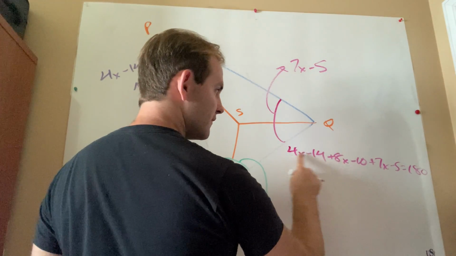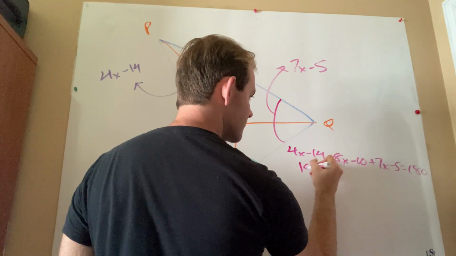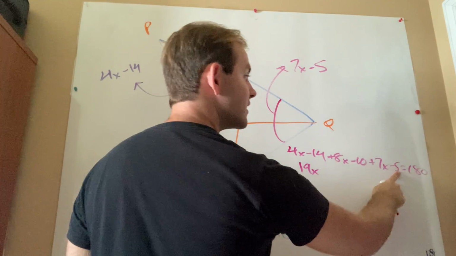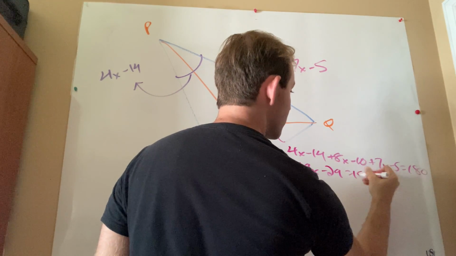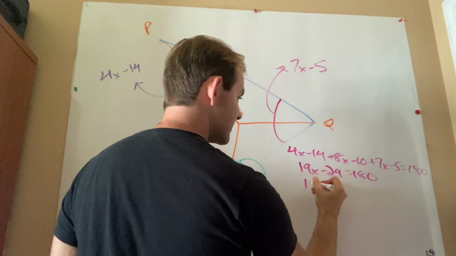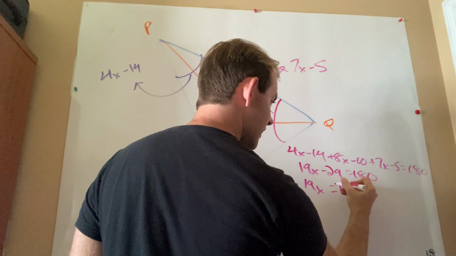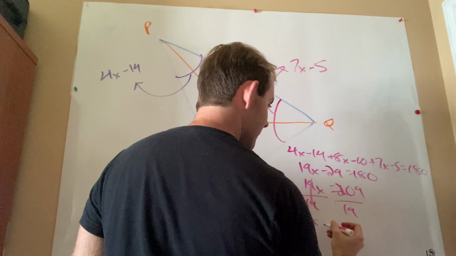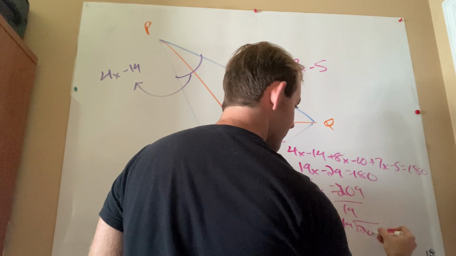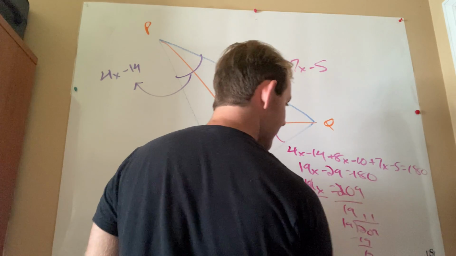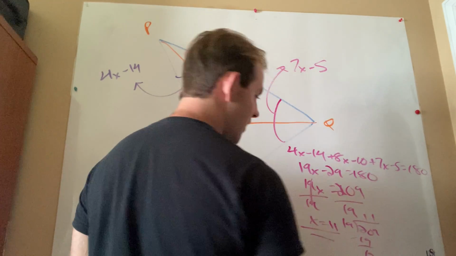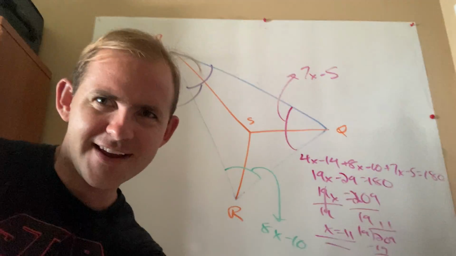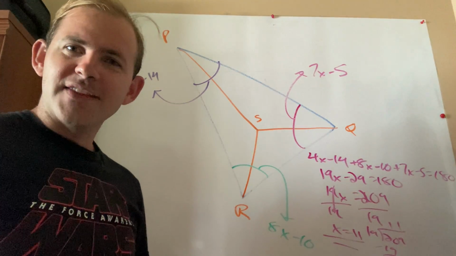By combining like terms, 4x, 8x, that makes 12x, plus 7x gives me 19x. I lost 14, and I lost 10 more. I lost 24, and then I lost 5 more, so I lost 29, equals 180. Add 29 to both sides, then I get 19x equals 209. Divide both sides by 19. All right, so let me do that division. Goes in once, minus 19, 11. Anyway, so I just found that x is 11.